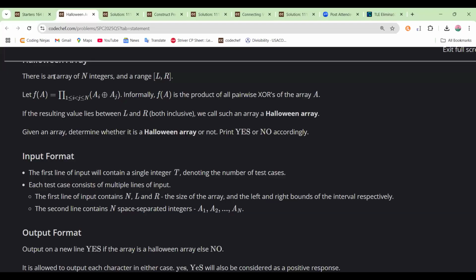So this is the next question for today. You have an array of n integers and a range L to R. You calculate a function f of A, which is nothing but the product of ai XOR aj for every i less than j, i greater than or equal to 1 and j less than or equal to n. So informally, you are calculating the product of all pairwise XORs of the array A. If the resulting value lies between L and R, both inclusive, we call such an array a Halloween array. Given an array, you need to determine if it is a Halloween array or not. You need to simply print yes or no.